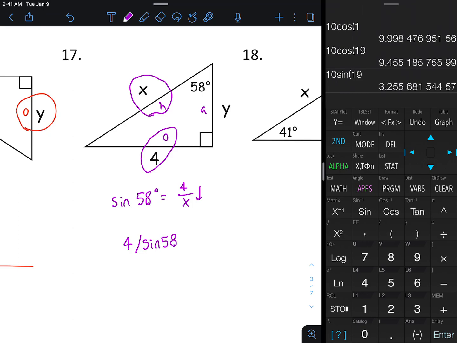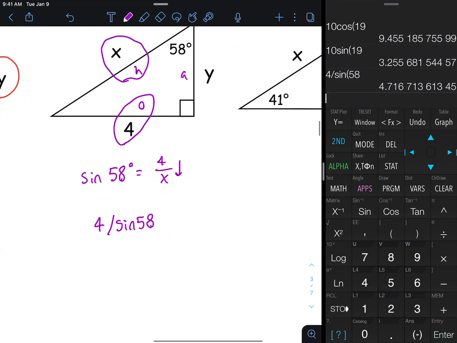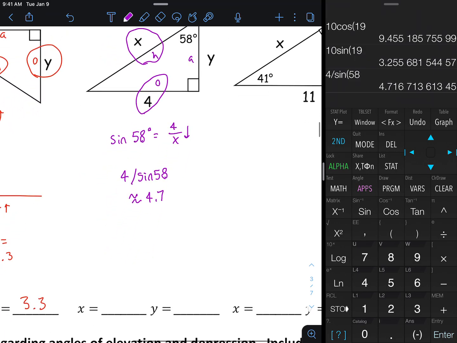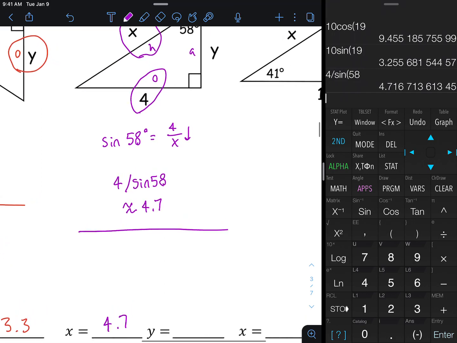Division usually when x is in the denominator, multiplication if x is in the numerator. So 4 divided by sine 58. If you do it the other way around, sine 58 divided by 4, you're going to get something totally different, so be careful on those. Let's see here, so that's roughly 4.7. That's for side x, the hypotenuse, so you shouldn't really get any bigger results than that.